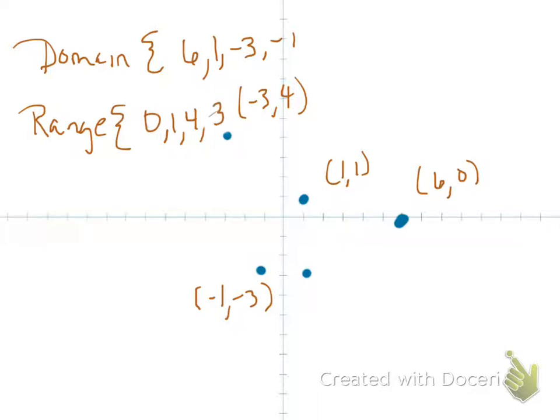Let's try that again. Okay, and then this one is 1, -3. So my domain is 1, which I already have, so we're good there. And my range is -3. We already have that one too, so we're good on that. So there's our list of our domain and range.